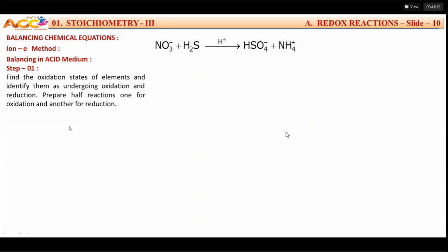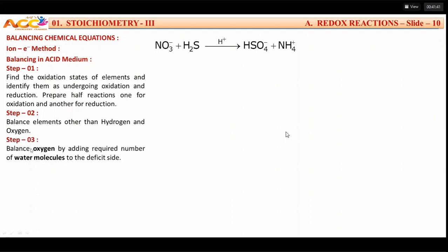What is the meaning of POIC application? Very simple. First, balance elements other than oxygen and hydrogen. Step 2, balance elements other than hydrogen and oxygen. Very good. Next, balance oxygen. For example, here we have 3 oxygens, here we have 4 oxygens. Where you have less oxygen, add water molecules. Balance oxygen by adding the required number of water molecules to the deficit side, wherever you have fewer oxygen atoms. Okay, very good.